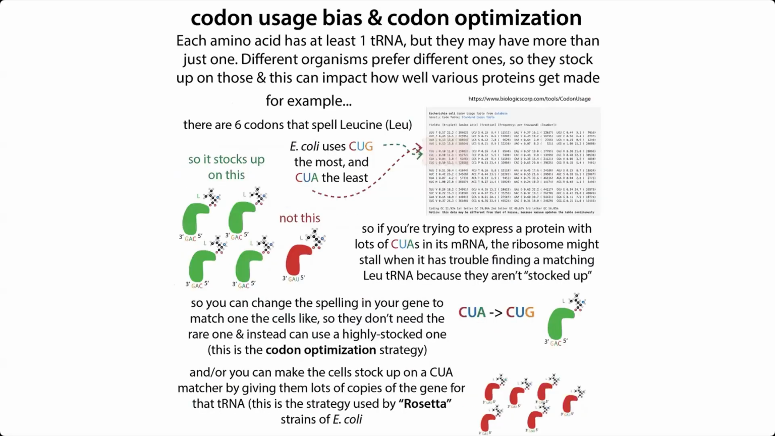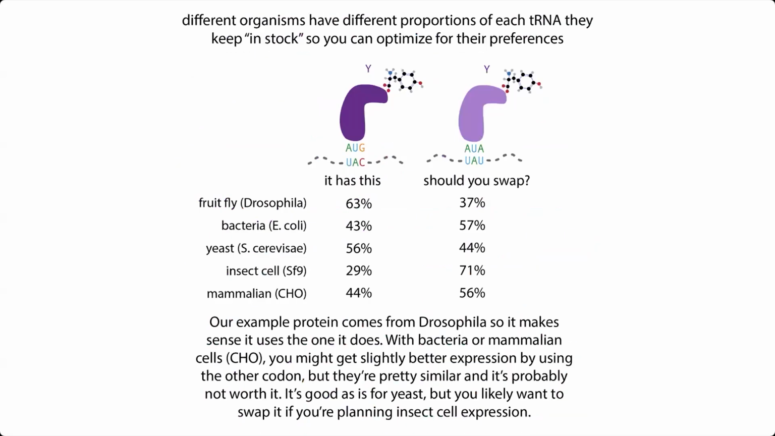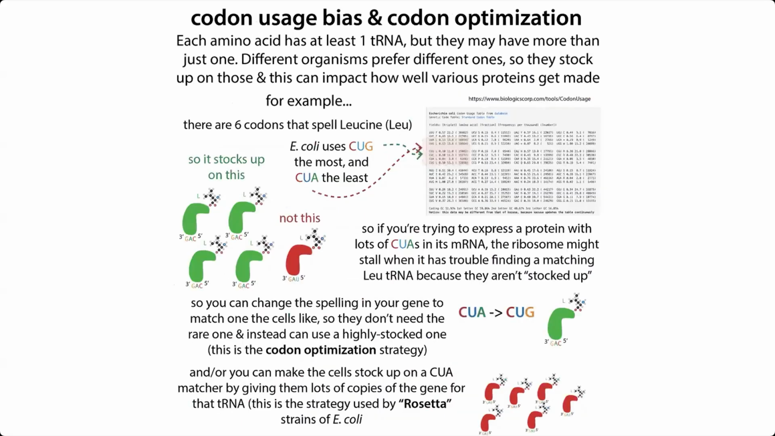This is an alternative strategy to codon optimization, where you go through and change the codons that are rare to ones that are more frequently found in E. coli. In this strategy, instead, you change the E. coli themselves, so they have more copies of those tRNAs.